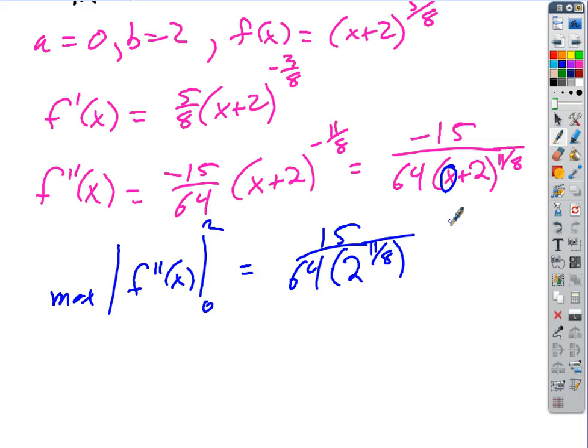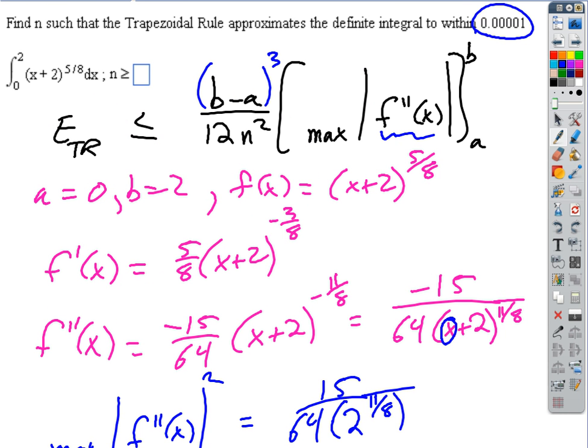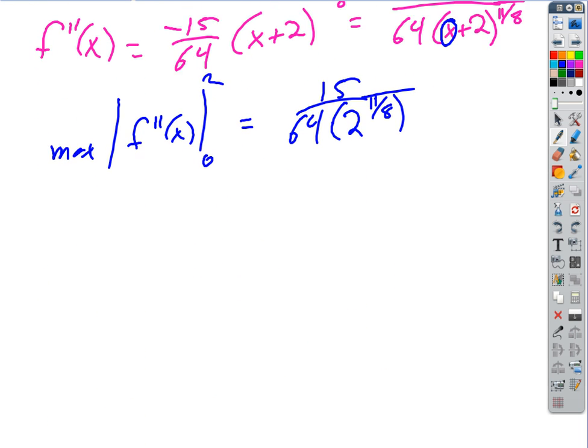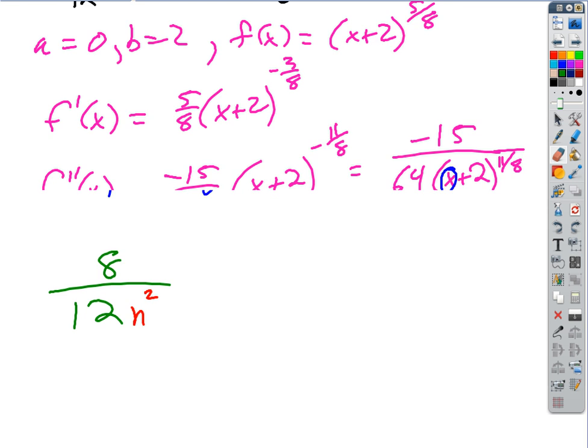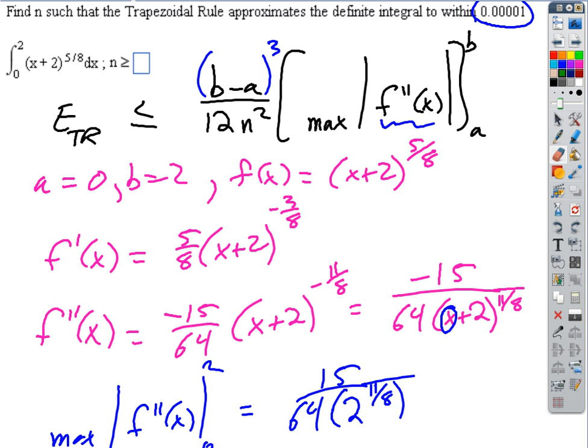Okay, so there's that number, and then everything else will be pretty easy. We know what b is, we know what a is. We're solving for n. So what does this expression become then? We end up with b minus a is just 2 minus 0, right? So 2 cubed. So what do I get for my value? 2 cubed is 8 over 12 n squared. Right? I'm plugging in values for my error expression. Okay, times that weird thing we just calculated.